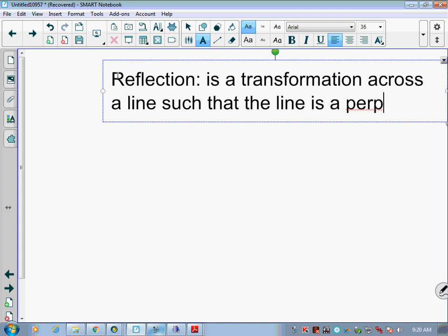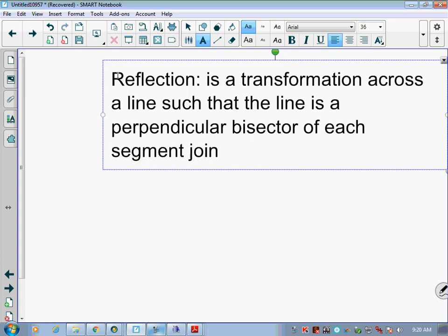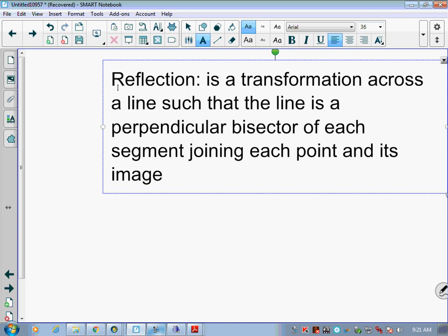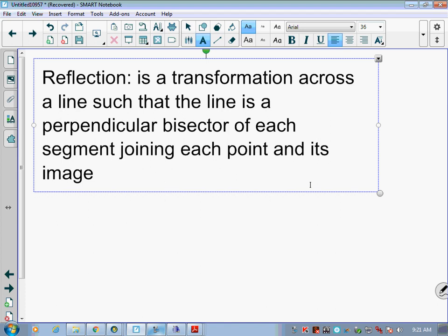Okay, such a line is a perpendicular bisector. Finish that sentence out for me again. Reflection: a transformation across the line such that the line is a perpendicular bisector of each segment joining each point in its image. Typically with this, we'll put this on a coordinate plane.